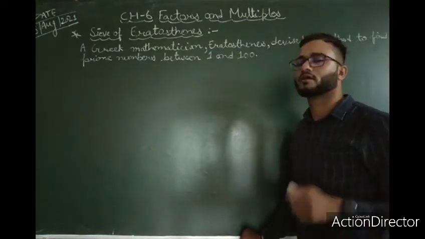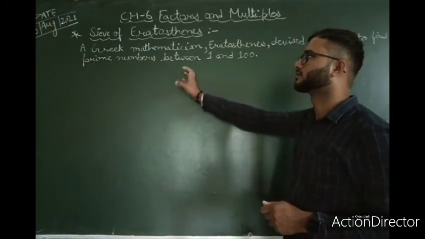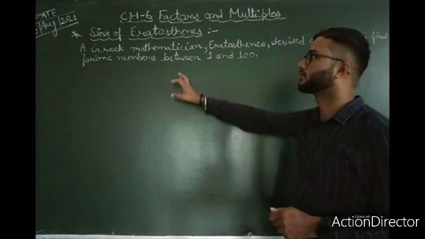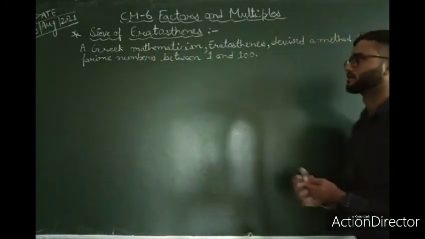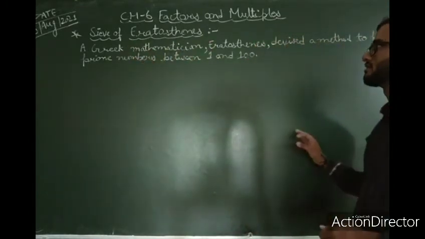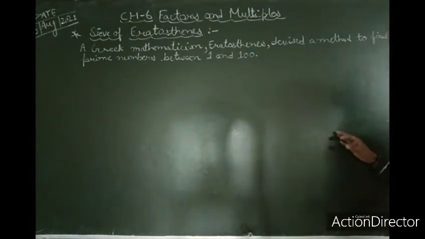Now students, here we will discuss one important method to find composite and prime numbers. Prime and composite numbers. This method is called the Sieve of Eratosthenes. A Greek mathematician, Eratosthenes, devised a method to find prime numbers and composite numbers between 1 and 100.